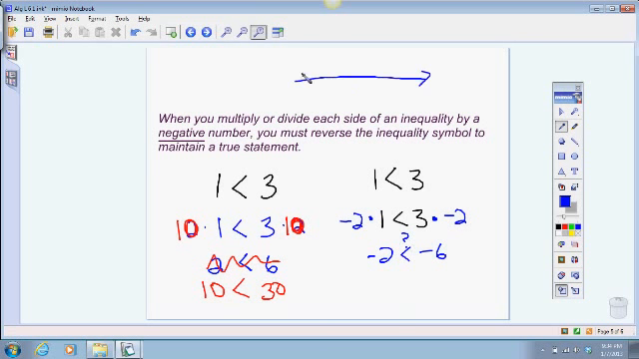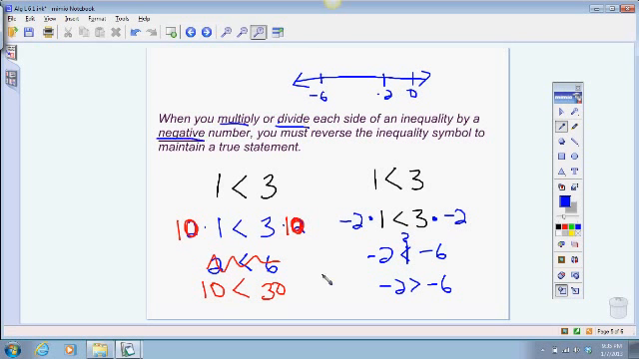Last time I checked on the number line, negative 2 was to the right of negative 6 on the number line. That means negative 2 is not less than negative 6. Negative 2 is actually greater than negative 6. So this is the only exception to solving a linear inequality the exact same way as solving a regular equation: when you multiply or divide each side of an inequality by a negative number.